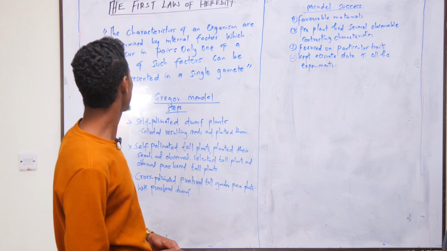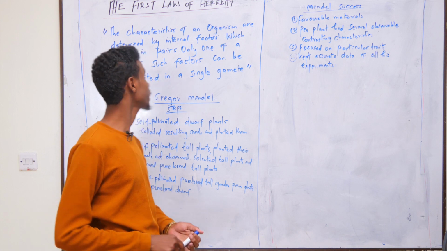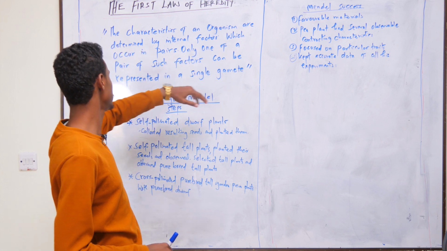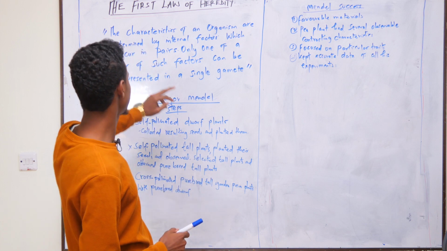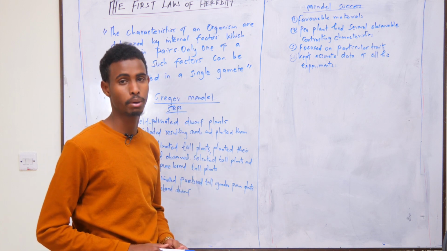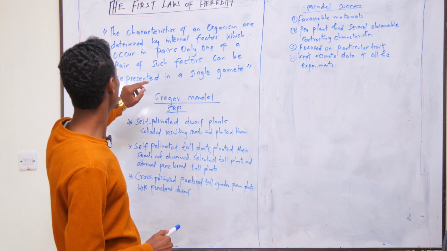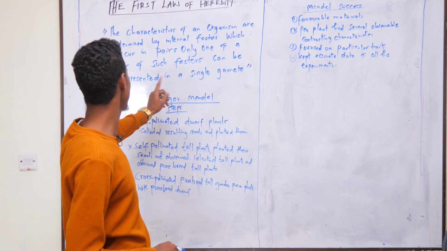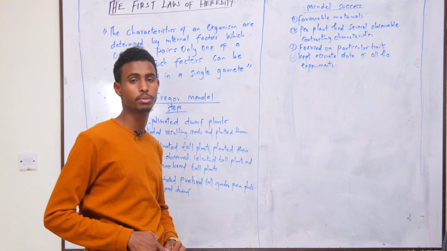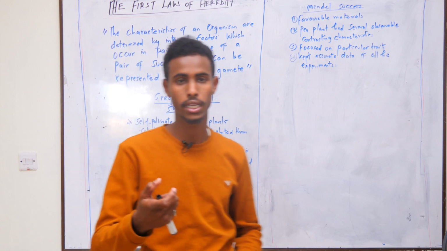Now class, as you can see, we say the characteristics of an organism are determined by internal factors. The characteristics of an organism are determined by internal factors which occur in pairs. Only one of a pair of such factors can be represented in a single gamete.